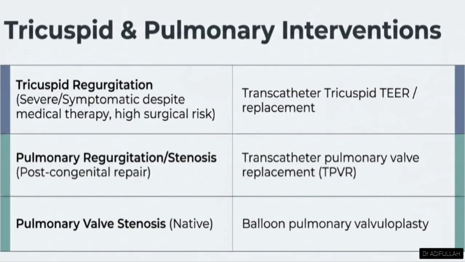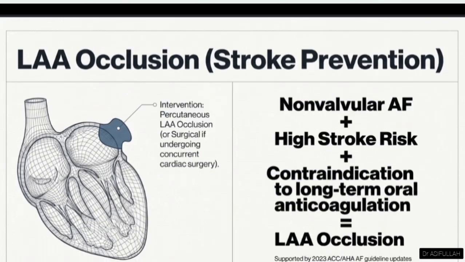TR, severe and symptomatic despite medical therapy with high surgical risk: TEER or replacement of the valve. Pulmonary regurgitation or stenosis, post congenital repair like in TOF: transcatheter pulmonic valve replacement is done. Native pulmonary valve stenosis is treated through balloon pulmonary valvuloplasty.